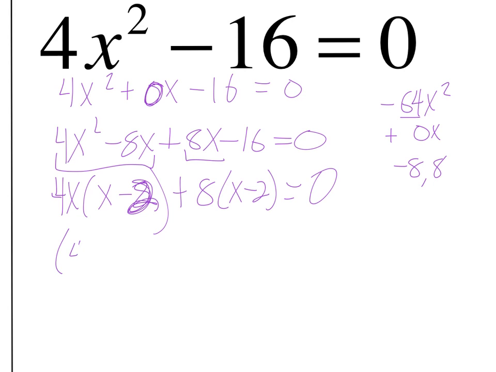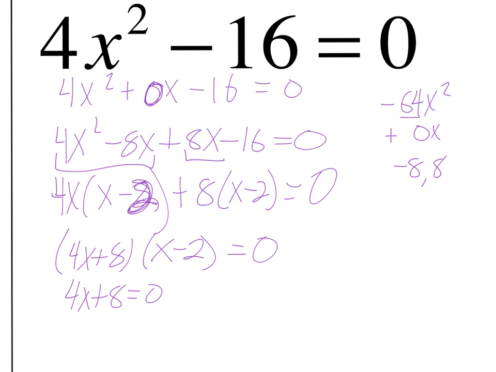First parenthesis is going to be 4x plus 8. Second parenthesis is going to be x minus 2. I get two equations. 4x plus 8 is equal to 0. Therefore, x is going to be negative 2. And x minus 2 is equal to 0. Therefore, x is 2.